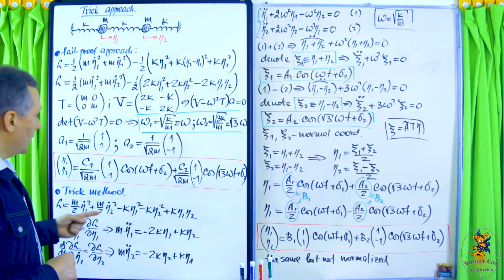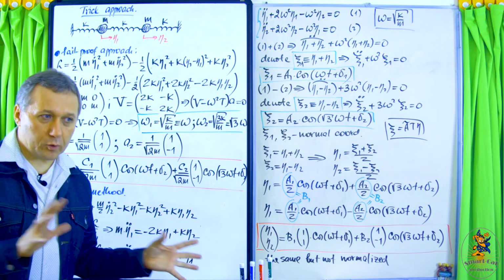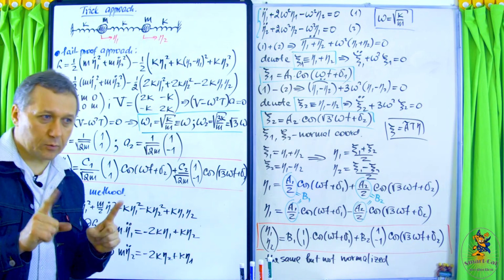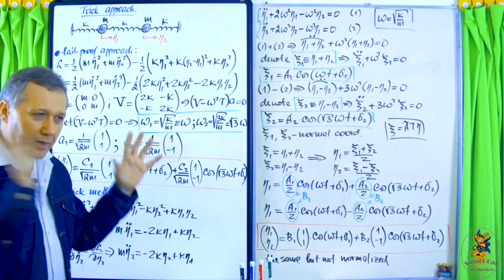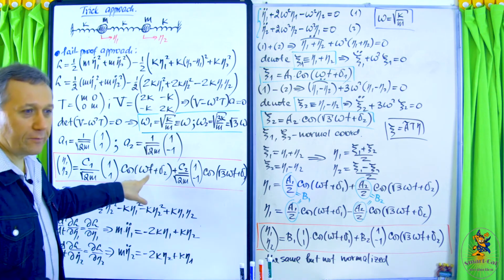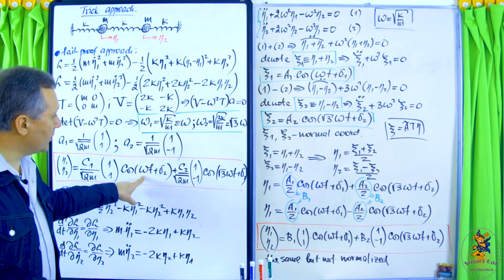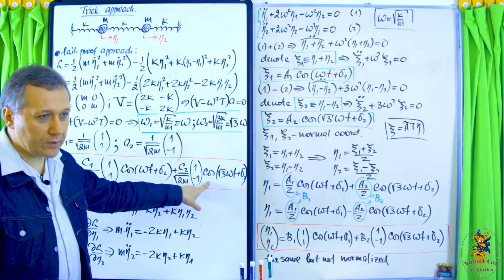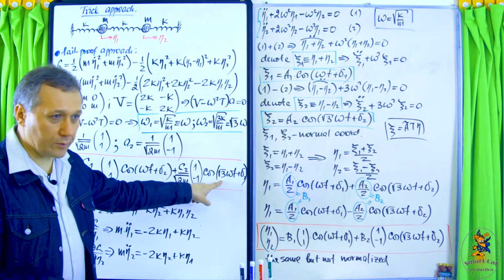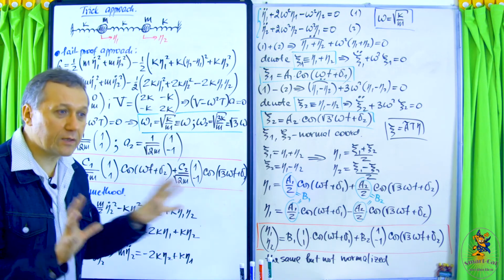Look, the first normal coordinate should oscillate with the first frequency, with this frequency, right? So it means that we need to damp this, for example, term with this frequency. So how can it be done?